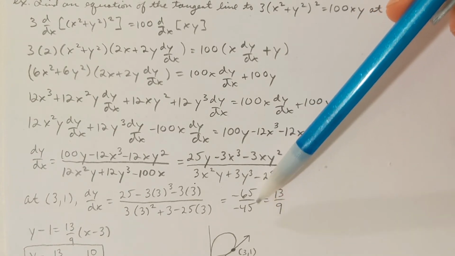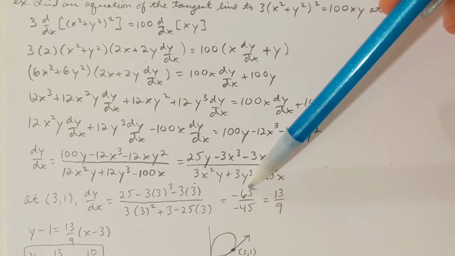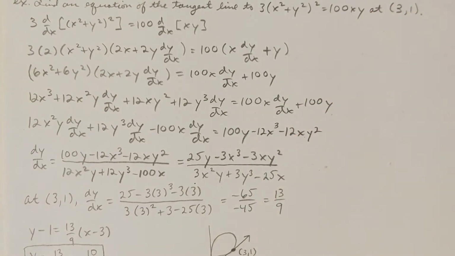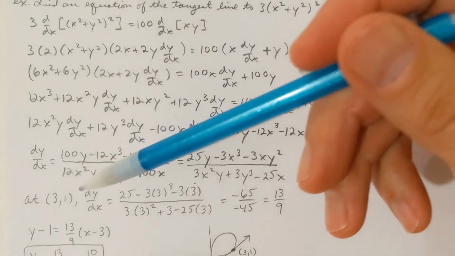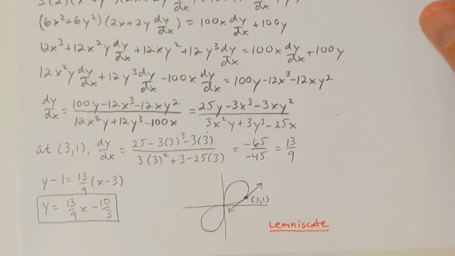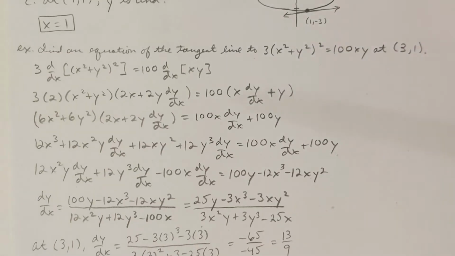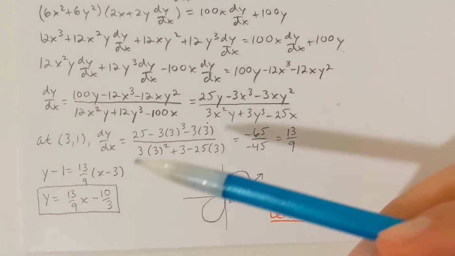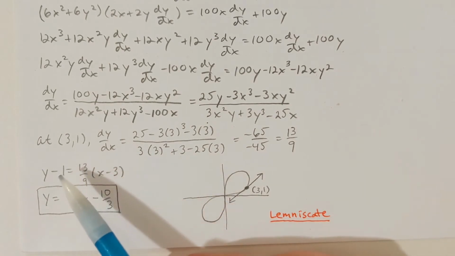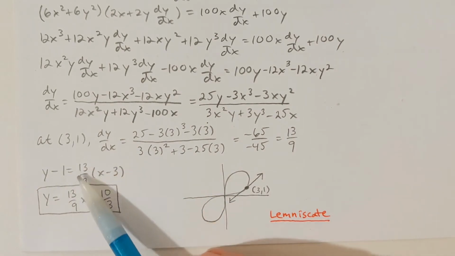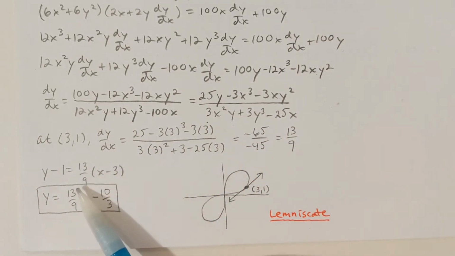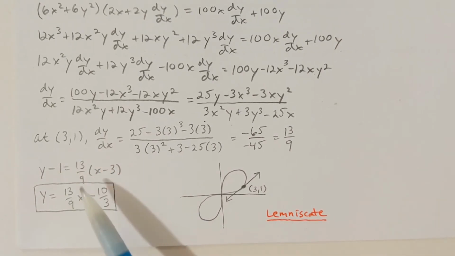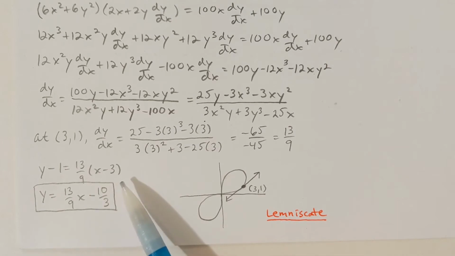5 will go into both these numbers evenly. 5 times 13 is 65, 5 times 9 is 45. 13/9 would be the slope of the graph then at the point 3, 1. Now as far as the equation of the tangent line, I can now get that. So I'll use the point slope formula. y minus y1, which is 1, equals the slope, that's 13/9, times the quantity x minus x1, which is 3. And get that into slope-intercept form.